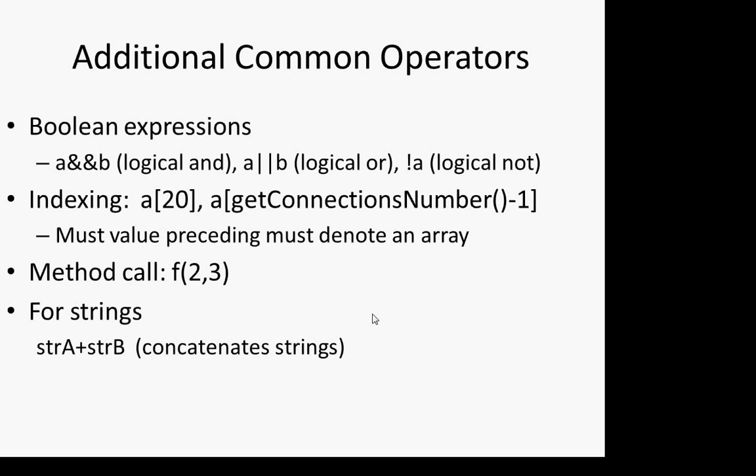This is a method call operator. If you have f being the name of some method and you call it with 2 and 3 as arguments, those pass the values 2 and then 3 as parameters, so to speak. And if you have strings, maybe you do a plus, which concatenates them. So if A is foo and B is bar, this will create foobar. It puts it all together in one string, one a prefix and one a suffix of the resulting string.